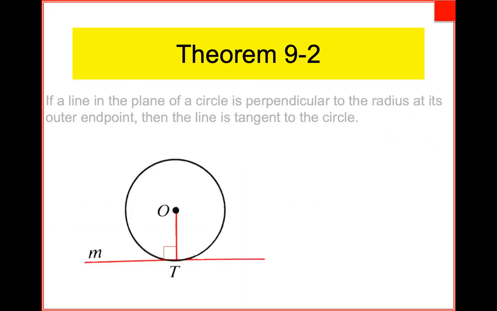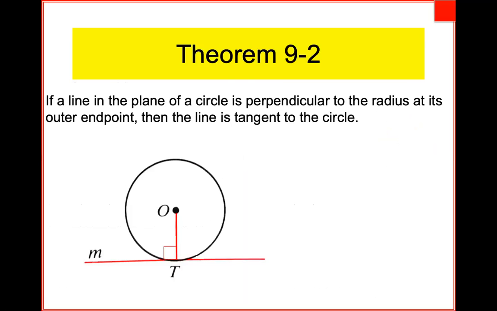All right, write that one down, 9-2. So it's biconditional, but our book never writes any biconditionals. So if you have a line that goes through a radius, that point T, and it makes a 90-degree angle, then it's a tangent.